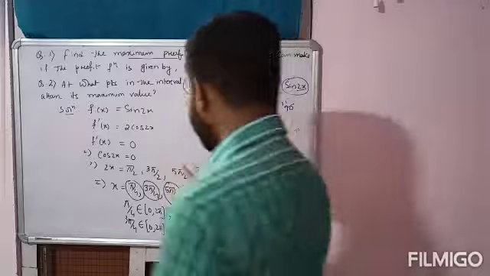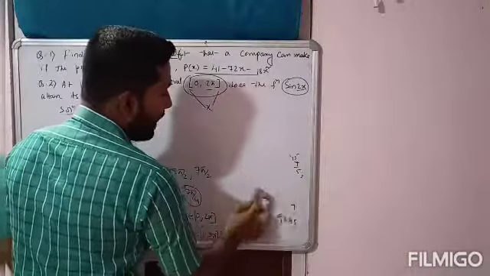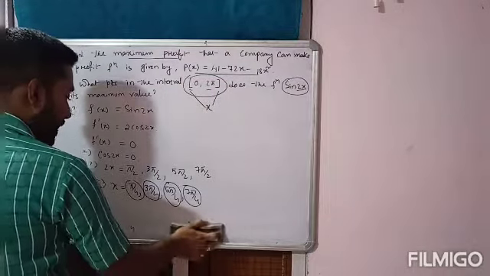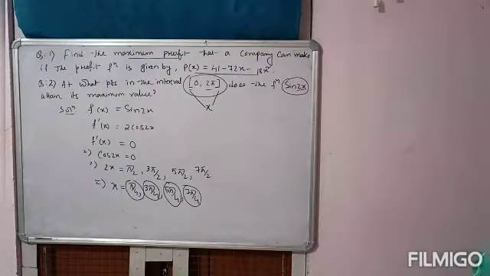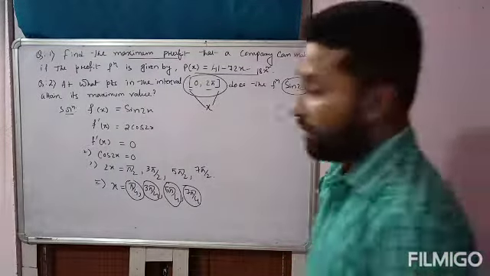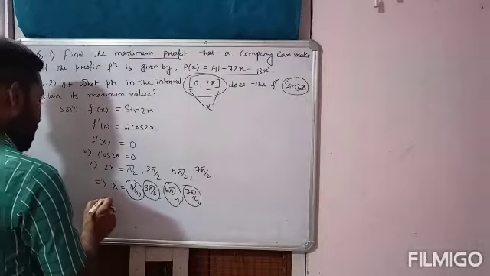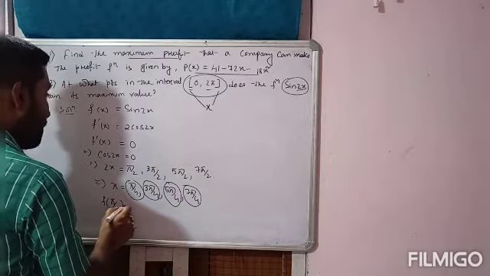Now at each and every critical point, you have to check the value of the given function. Okay? At each and every critical point, you have to check the value of the given function. So the first critical point is pi by 4. So at x equal to pi by 4, find out the value of f of pi by 4.